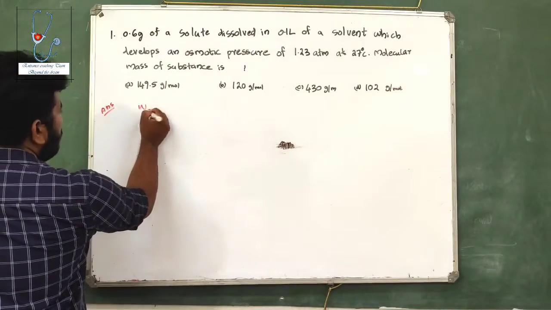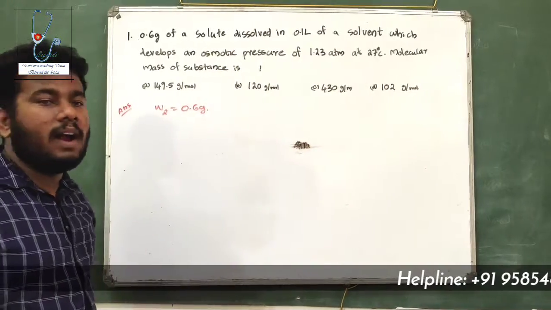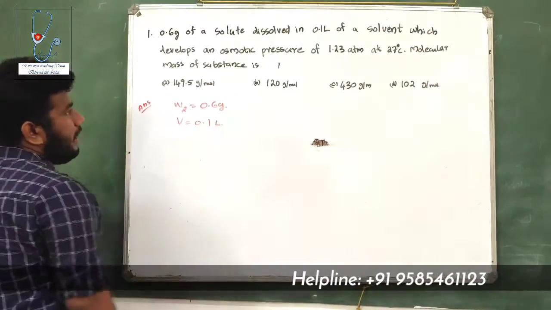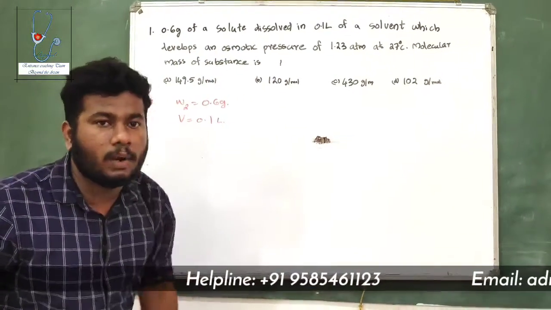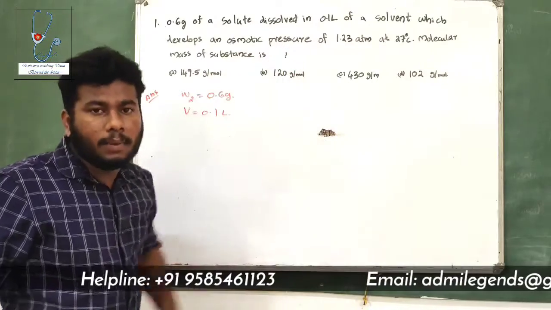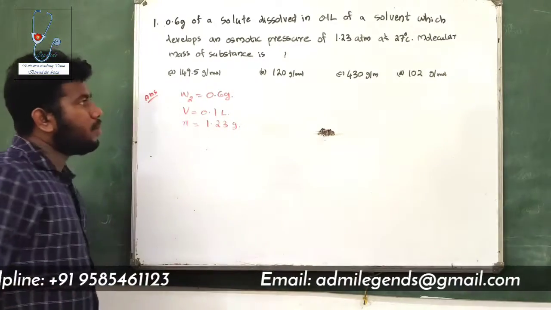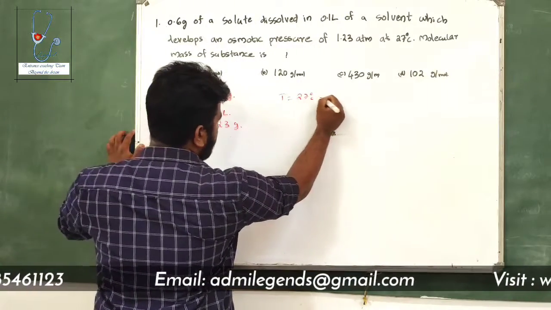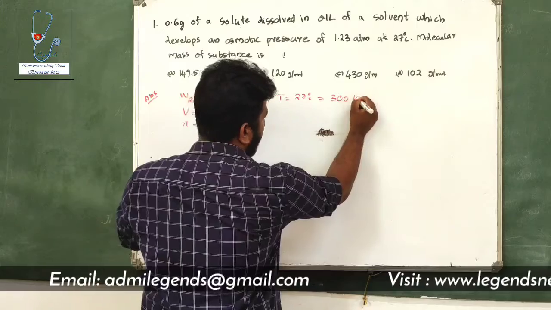So W2 is equal to 0.6 gram dissolved in 0.1 liter of solution. 0.1 liter means volume. Volume is equal to 0.1 liter. It develops an osmotic pressure, so we have an equation relating to osmotic pressure. We can calculate the mass of the substance by using the osmotic pressure equation. We have osmotic pressure pi is equal to 1.23 atm at 27 degrees Celsius. Temperature 27 degrees Celsius, or 27 plus 273 is equal to 300 Kelvin.